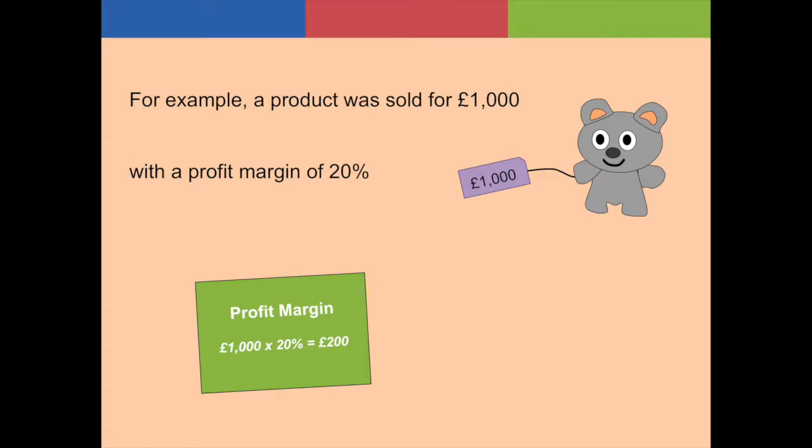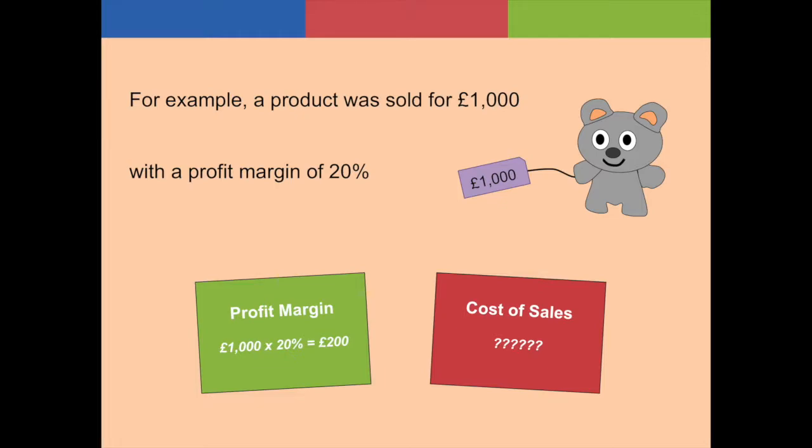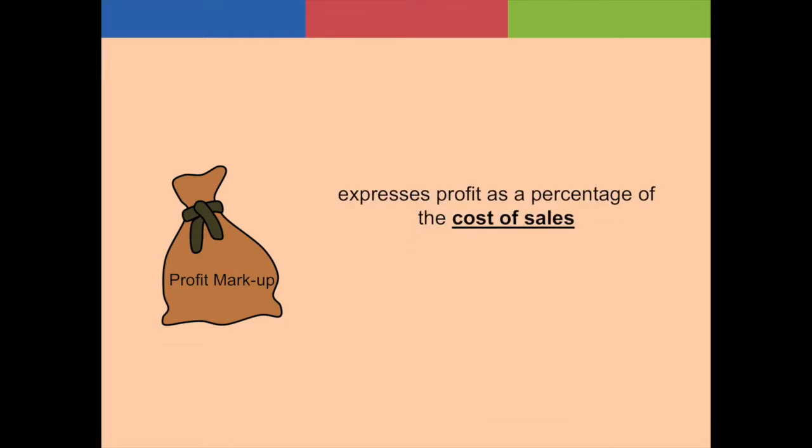With this profit value, you can then work out the cost of sales value. You are provided with the sales value of £1,000 and you calculated the profit margin of £200. So, if you take the profit of £200 from the sales value of £1,000, you get £800 as the cost of sales. Profit markup, on the other hand, expresses profit as a percentage of the cost of sales.